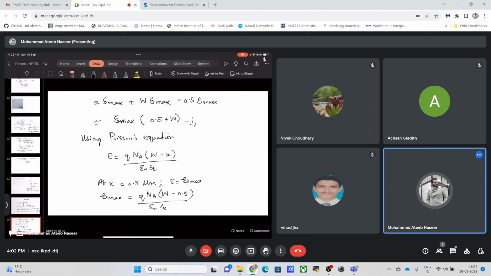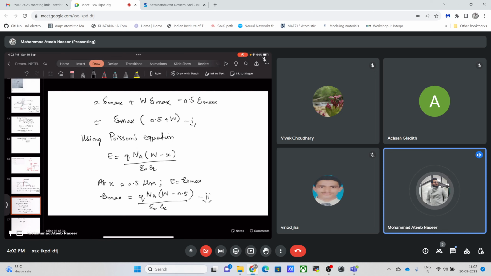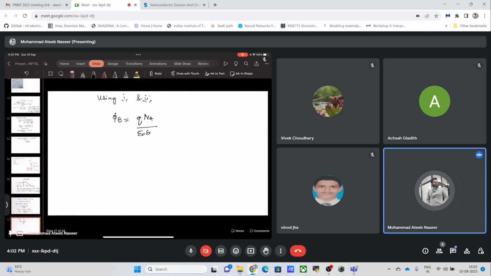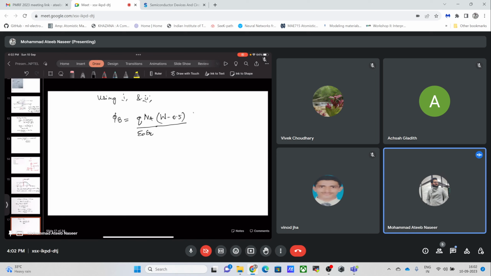Now if I equate equation 1 and equation 2, this phi bi would simply be equal to Q times Na, divided by epsilon naught times epsilon r, times W minus 0.5, into this thing which came out to be equal to 0.5 plus W. Okay, it is W plus 0.5.